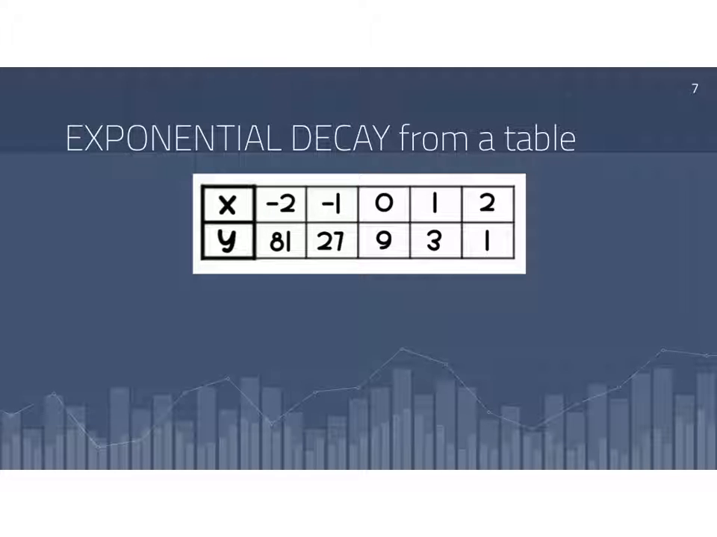Now we're going to look at exponential decay from a table. And for decay, we know that b has to be less than 1. So I'm going up 1 on my x, and I am multiplying by 1/3 or dividing by 3. Now looking for my y-intercept, it's where x equals 0. So the equation here is going to be y equals 9 times 1/3 to the x power. And if I were looking at this equation, I can tell that it's decay because that b value is less than 1.